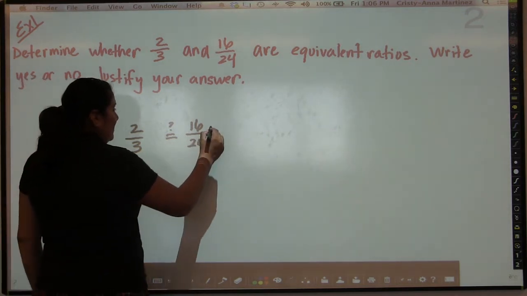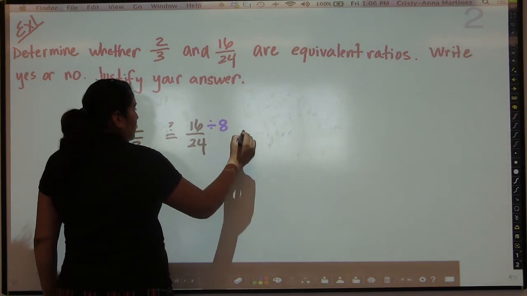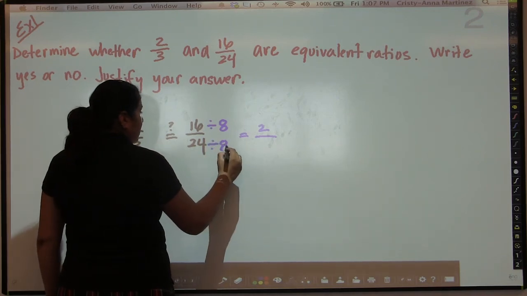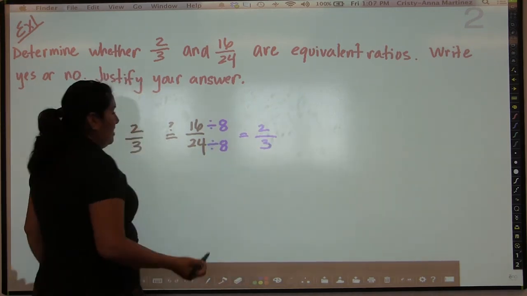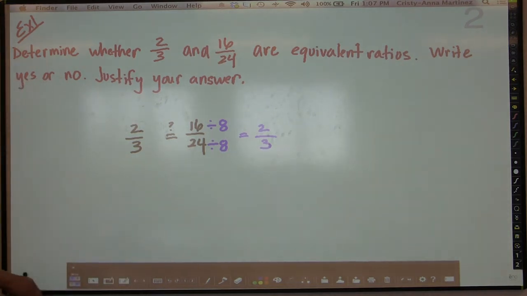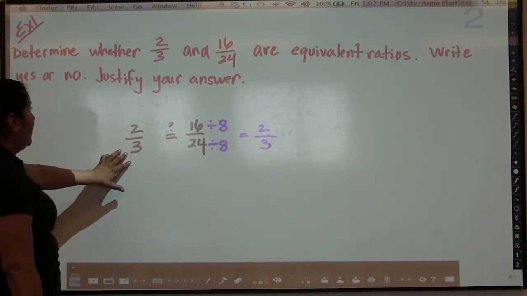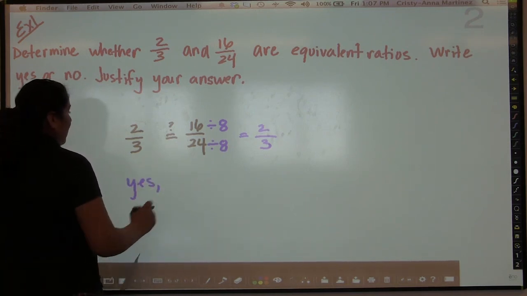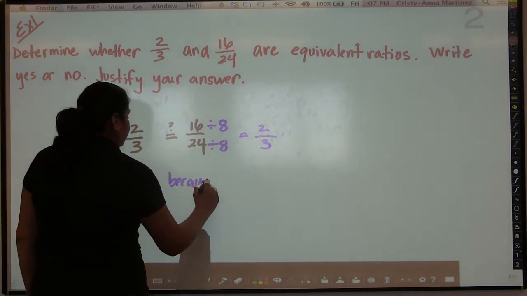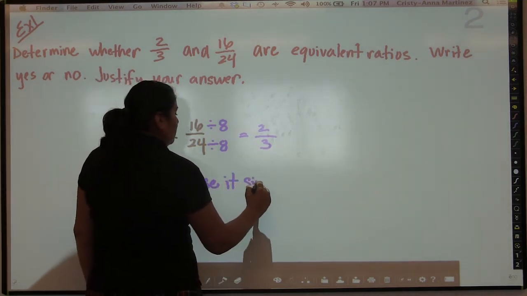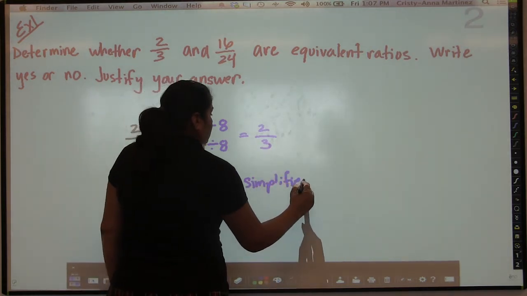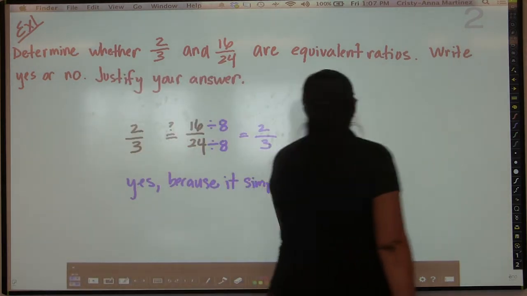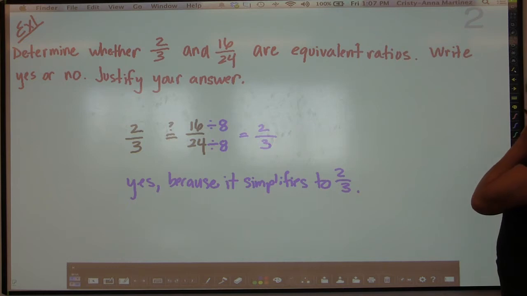But we know that if we take 16 and divide it by 8, we will in fact get 2. And if you take 24 and divide it by 8, you will in fact get 3. And so when you simplify 16 over 24, you do get 2 over 3, which is the same thing as this 2 over 3. So in this case, the answer is yes, because it simplifies to 2/3. These are in fact equivalent ratios. I've justified my answer by simplifying it to 2/3.